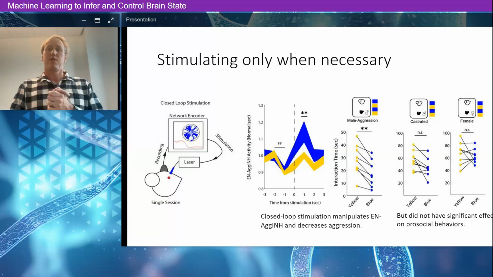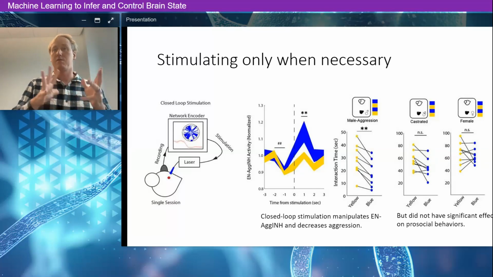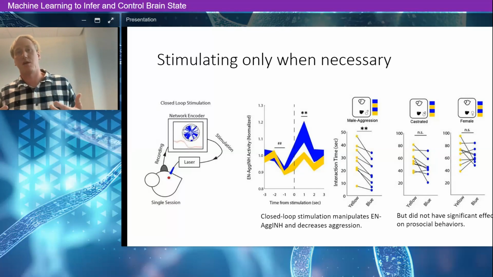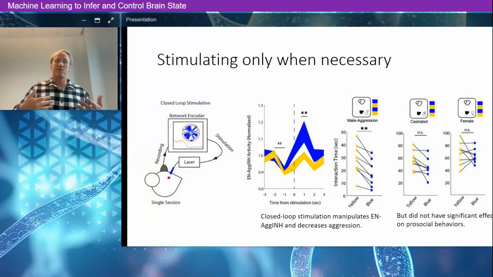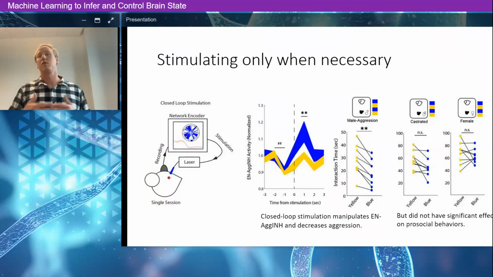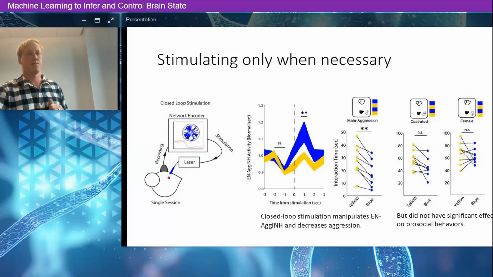But then when we looked at these other scenarios, where we look at how they interacted with a castrated mouse or a female mouse, we don't have any significant effects on prosocial behaviors. So unlike before, where we stimulated all the time and you would see this great decrease in all social behaviors, here we're not seeing an effect on social behaviors in the castrated and female case, and we are only seeing it in the highly aggressive case. And this is, again, stimulating only when we need to.